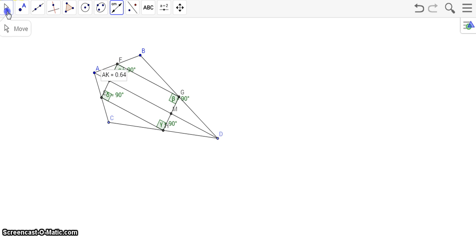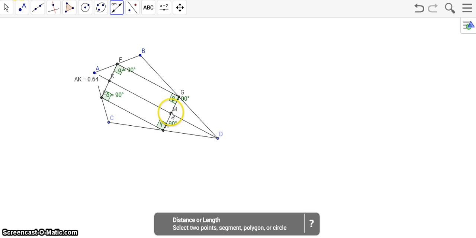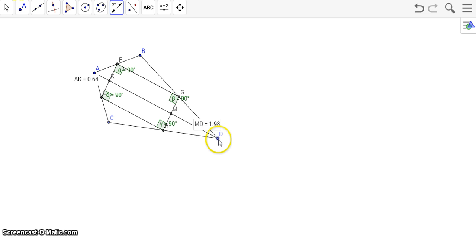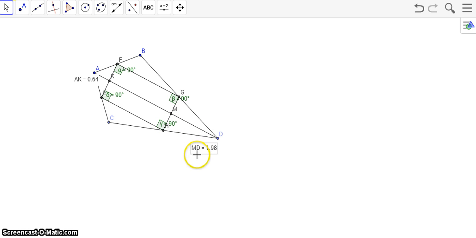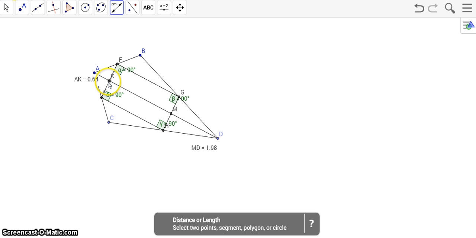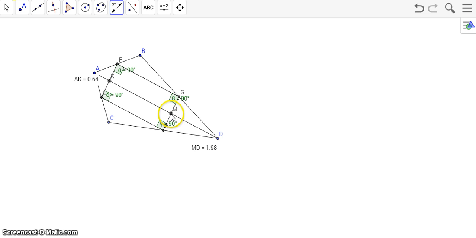And there we can see it is 0.64. And let's do the same for M and D. And there we go. So we have AK, which is 0.64, and MD, which is 1.98. Those add together to be about 1.62, I believe. So if the measurement of KM is about 1.62, that is going to prove what I needed to. I'm sorry, 2.62. I made a little mistake in my arithmetic, but there we go.